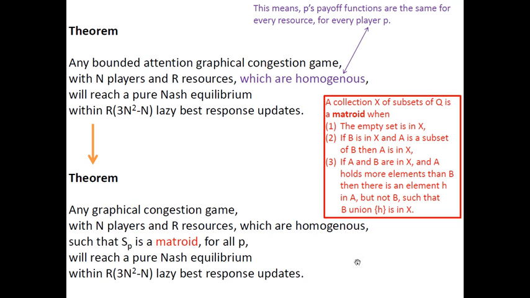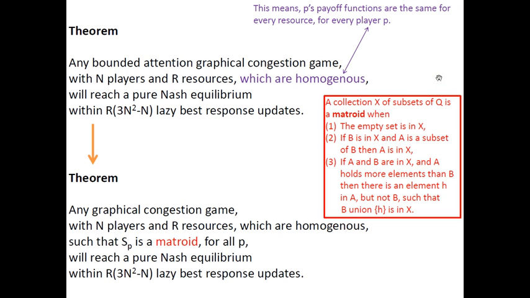So basically what this theorem is saying is that when our strategy sets have a special form, in other words, when the collections of sets of resources that the players have available to them have special forms, then the system has these nice convergence properties. And we also require homogeneous resources here. So what does this word matroid mean here?